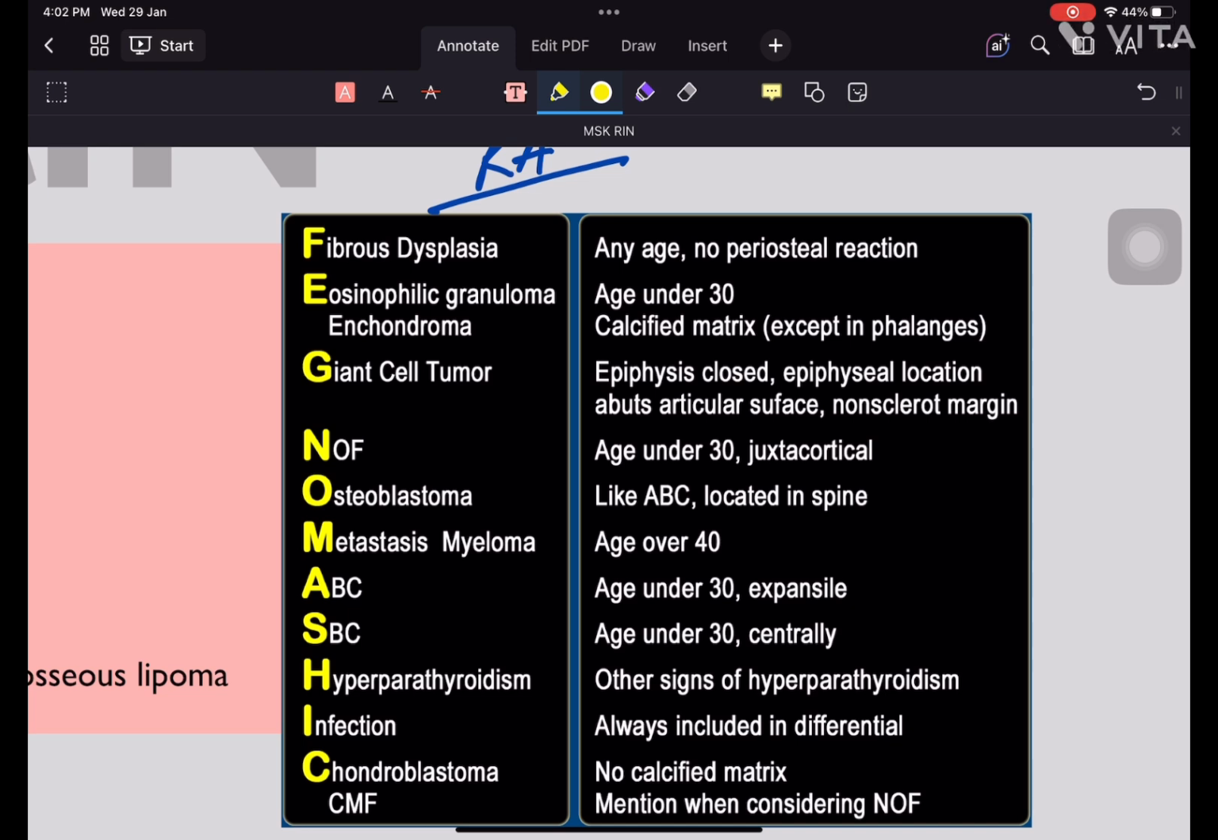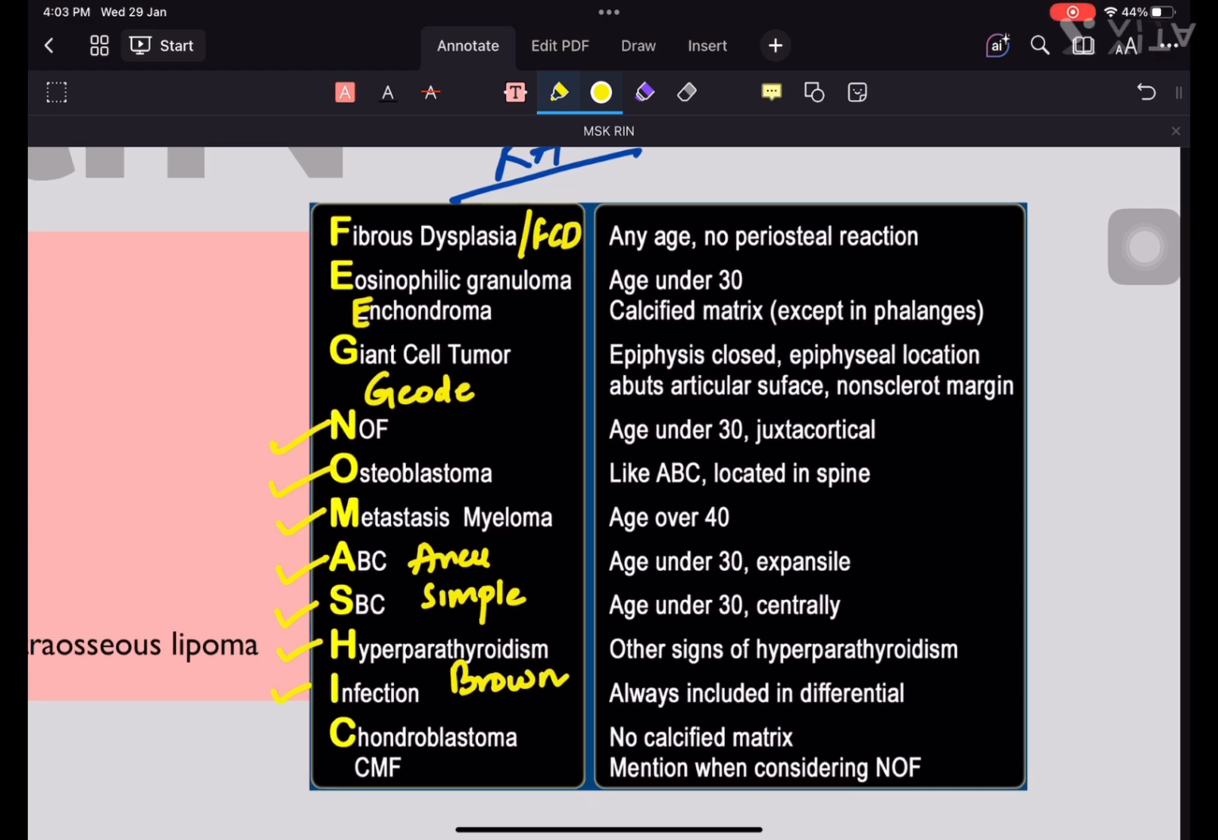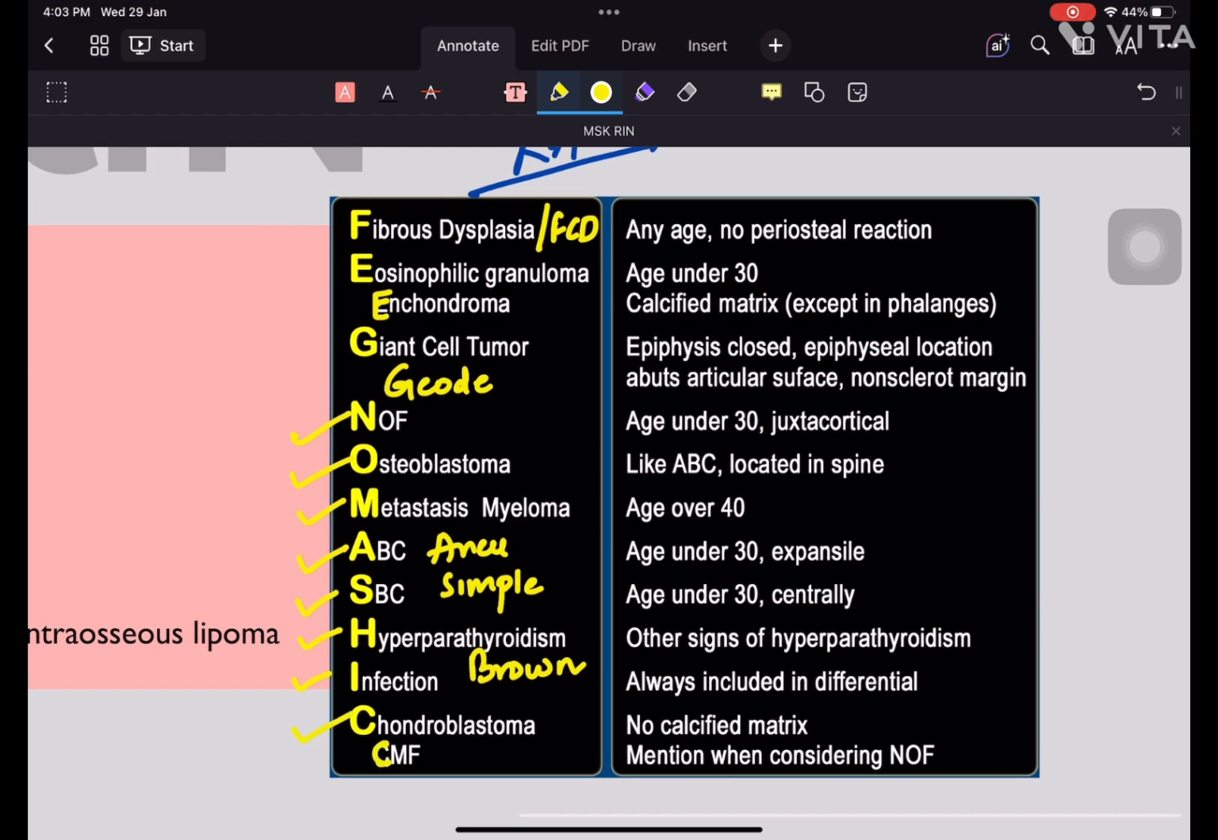So the first letter F indicates fibrous dysplasia, and the other word is fibrocortical defect. So fibrocortical defect is also one more lucent lesion that you have to remember with the letter F. And then comes E, which is eosinophilic granuloma and enchondroma. G is giant cell tumor, and one more is geode or subchondral cyst. N is for NOF, that is non-ossifying fibroma, O is osteoblastoma, M for mets and myeloma, A is aneurysmal bone cyst, S is simple bone cyst or unicameral bone cyst, H is for hyperparathyroidism, that is the brown tumor that we study in hyperparathyroidism, I is for infection, infarction and intraosseous lipoma.